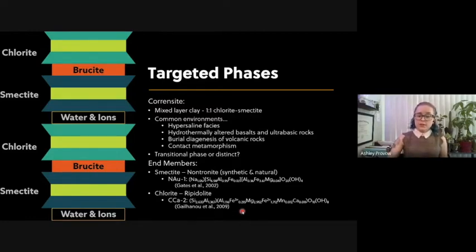So the smectite mineral that we're using is nontronite. We are using synthetic and natural material. The natural material that we're using is NAU-1, a Clay Minerals Society standard. For chlorite, we are using the natural phase ripidolite, the Clay Minerals Society standard CCa-2.